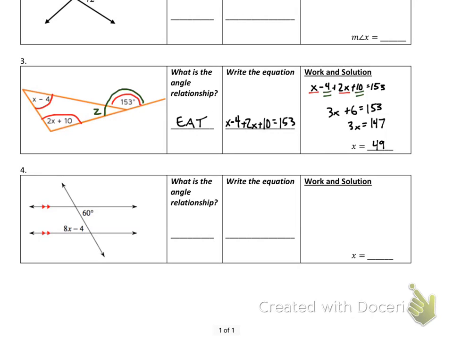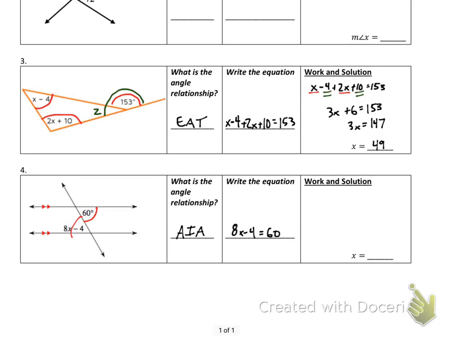Number 4. What is this angle relationship? That's alternate interior. The equation, are these supplementary or congruent? They are congruent. So I'll go ahead and show that. 8x minus 4 equals 60. All right. So hopefully you guys are seeing that. As far as where the equation is coming from, 8x minus 4 equals 60 degrees.